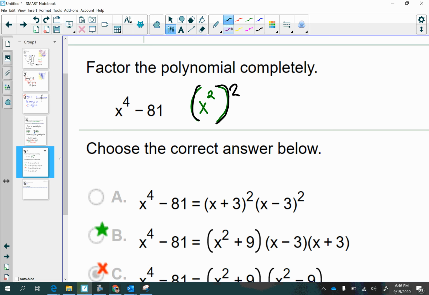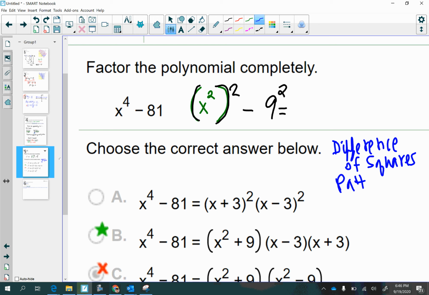And then I can rewrite the second part of this as negative 9 squared. So that means that I have a difference of squares. And I know difference of squares, let's just review the difference of squares pattern. This is something we notice, that when we have a squared minus b squared, it'll factor to two binomials, a minus b times a plus b.